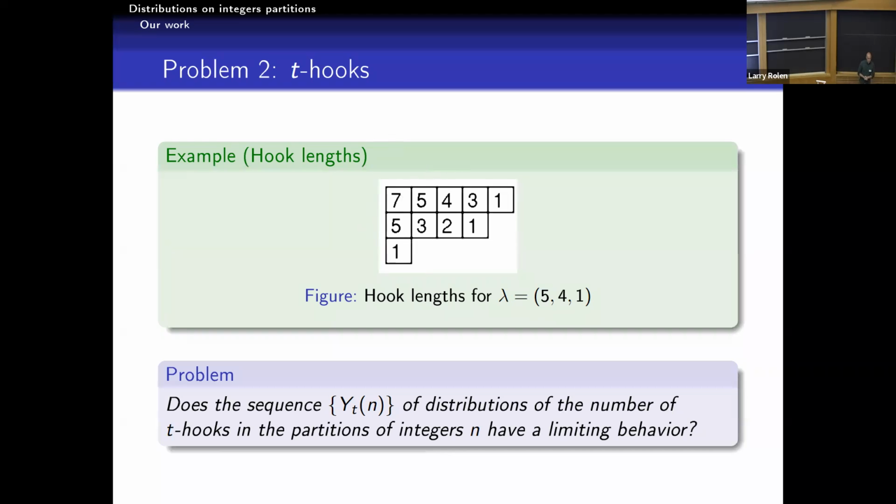And so now we have this question. Suppose you want to look at the number of hooks of some value t that show up in these partitions. Does that distribution have a similar limiting behavior?